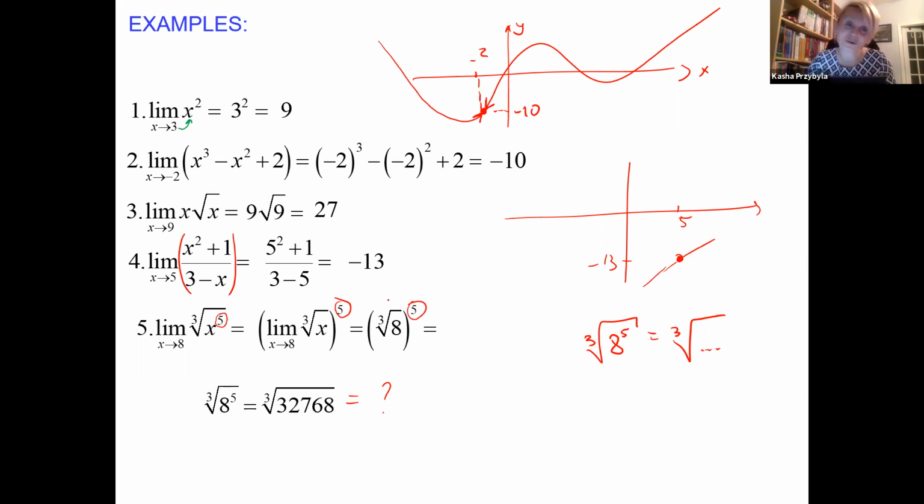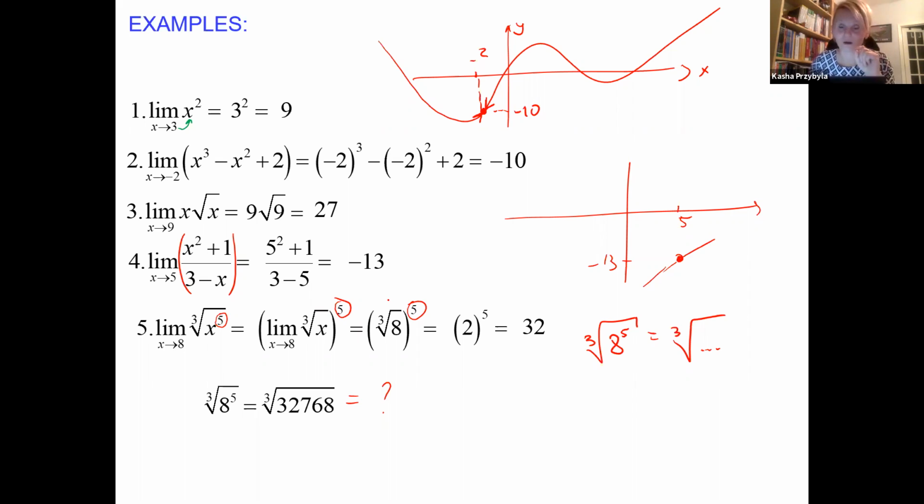What is the cube root of 8? 2. Excellent. And what is 2 to the power of 5? 32. If you start producing huge numbers, you can think, oh no, something is wrong. She will not give me such huge numbers, because of course, no calculators.